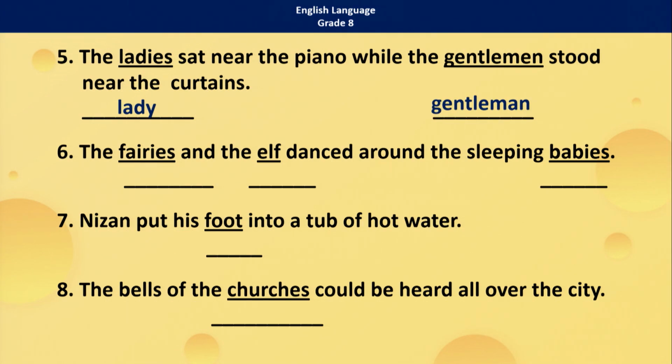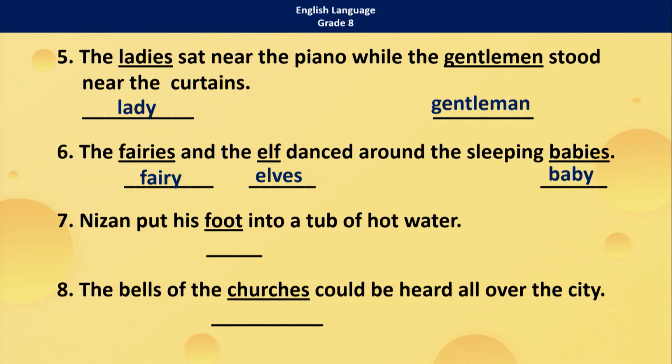We'll move to the next sentence. The fairies and the elf danced around the sleeping babies. Underlined words are fairies, elf and babies. Fairies and elves, do you know the meaning? Have you seen them? Yes, in stories. Yeah, we have seen them in stories, right? Fairies, plural, to form its singular noun, fairy. Elf, the last letter is an F, so we add V. Elves. Yes, V-E-S. Babies becomes baby.